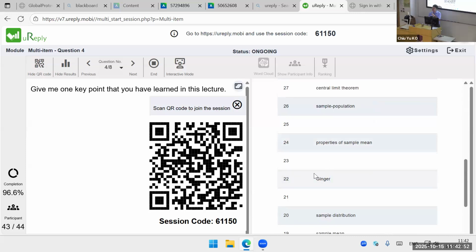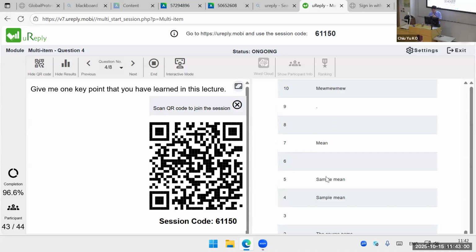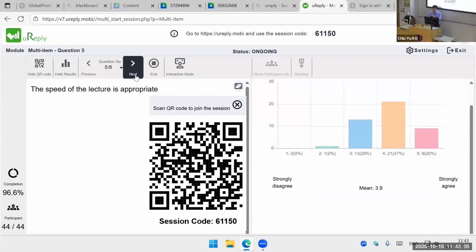Oh, Ginger, yes. I don't know what his name is. I just know he's fat Ginger. I don't know. Because it's not my generation, so I don't really get it.